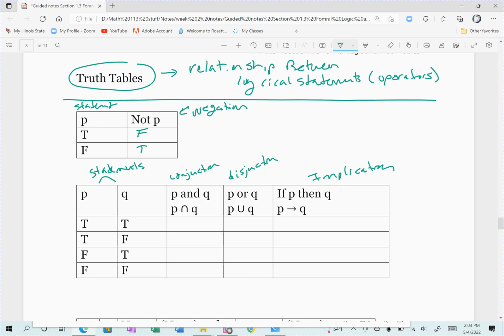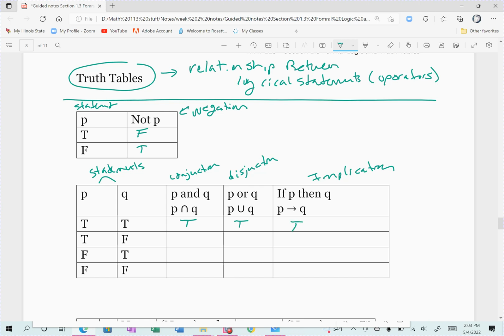All right, suppose my P and Q are both true statements. If they're both true, then the conjunction is true. The and statement is true. The or is true, because one or both have to be true in order for the or to be true. And then the if-then statement is true. It's if P then Q. If the premise is true and the conclusion is true, then that statement is true.